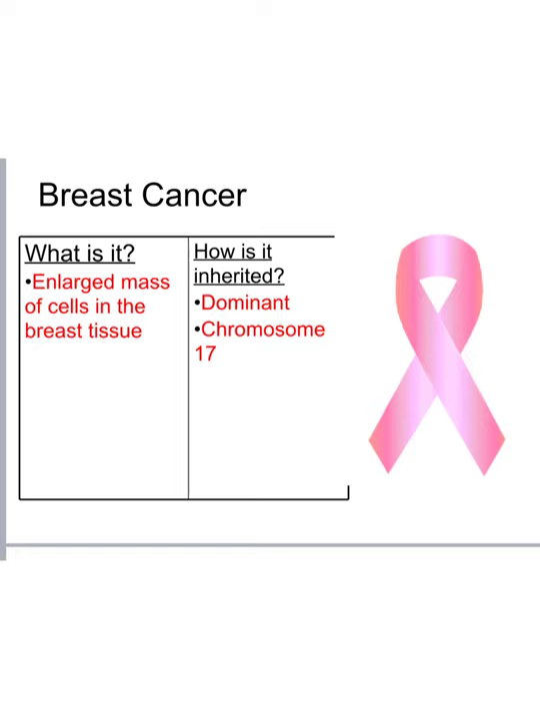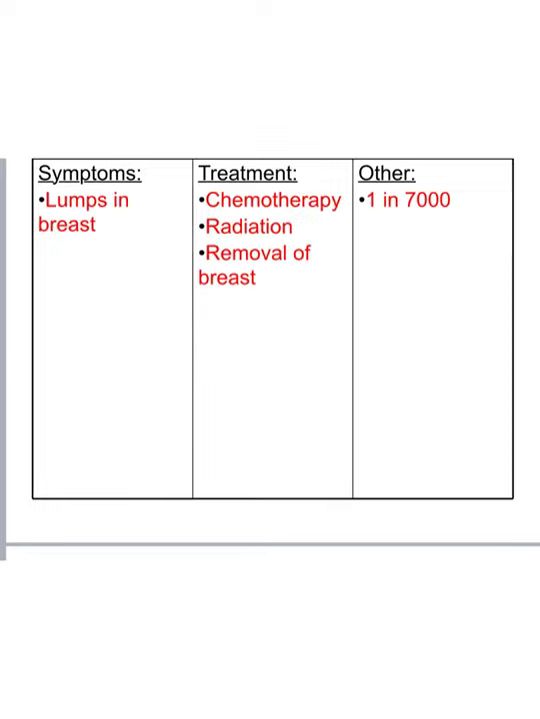Because if you know someone in your family that has breast cancer, then most likely you have a super good chance of getting it because of the genetics. They know from all the breast cancer research that it is on chromosome 17. There's only one symptom, and it's basically a lump in the breast. For treatment, and this is treatment for any cancer, typically you can do chemotherapy, radiation, they can remove the breast, and I'm sure this fact is old, but it is 1 in 7,000 people get breast cancer.